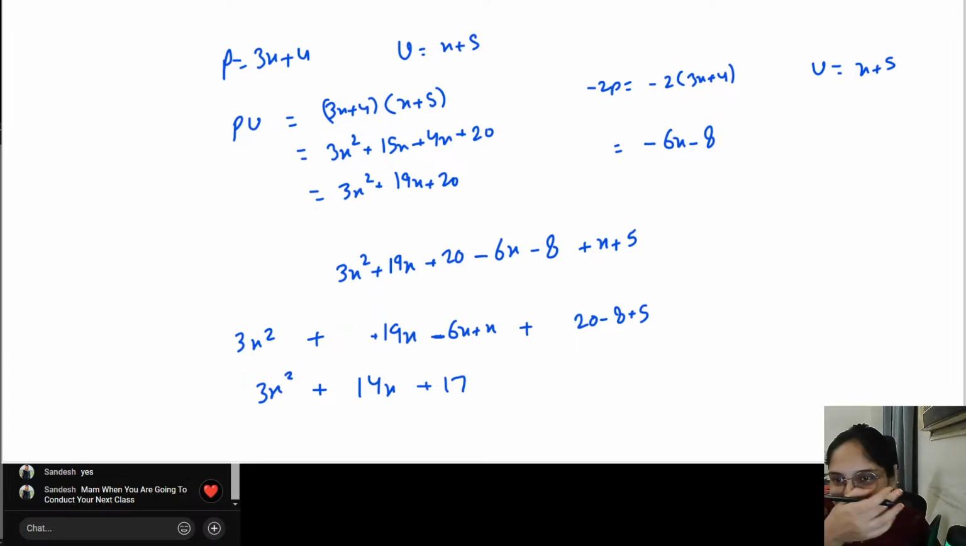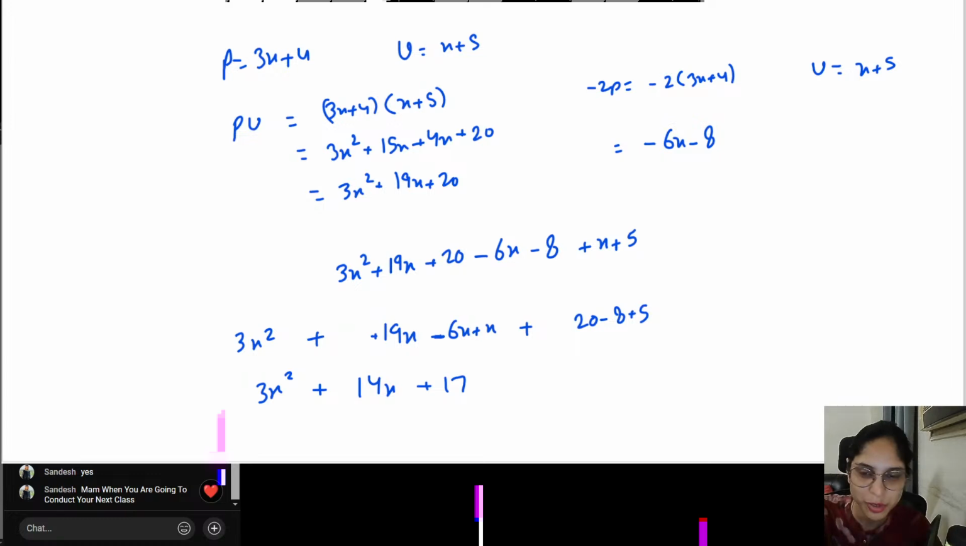Sandesha, it's very difficult to say when I'm going to conduct my next class because I don't have a schedule like when I will come next. Whenever I get time, I just come and do the session. But soon, I will do it soon. That's all I can say, but I'm not sure of the time. Maybe tomorrow, maybe day after tomorrow. Time also, I'm not sure. I'm really sorry that I can't tell you about that.